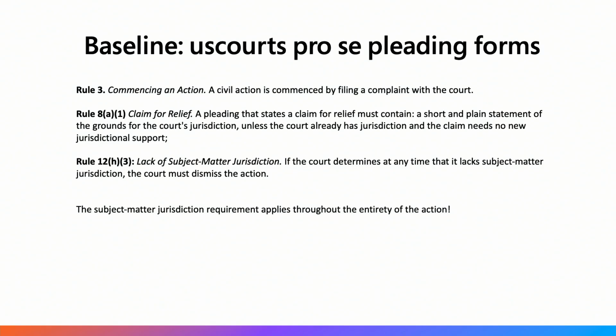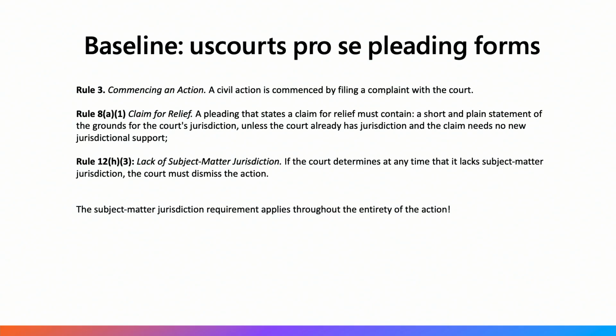So I think just to look at, in practice, what you get from the available state of the art, we can look at the pro se pleading forms that are available on the US Courts website. These are the main rules we're going to be looking at. Rule 3, these are prefaced by Federal Rule of Civil Procedure, Rule X. Commencing action is done by filing a complaint with the court.